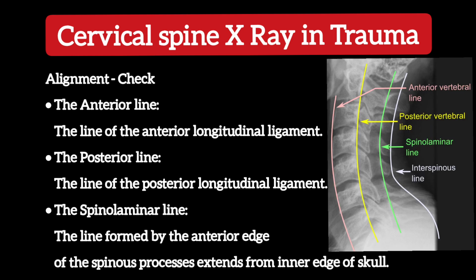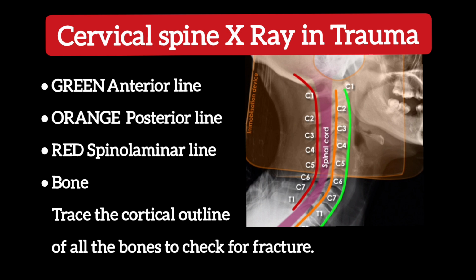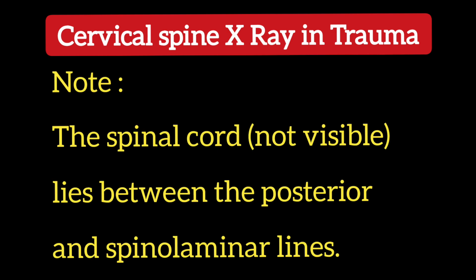Alignment. Check the anterior line, the line of the anterior longitudinal ligament, the posterior line, the line of the posterior longitudinal ligament, and the spinolamina line, the line formed by the anterior edge of the spinous processes, which extends from the inner edge of the skull. Green anterior line, orange posterior line, red spinolamina line. Bone. Trace the cortical outline of all the bones to check for fracture. Note: the spinal cord, not visible, lies between the posterior and spinolamina lines.